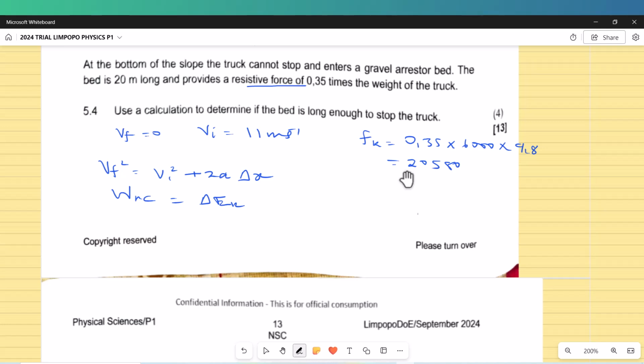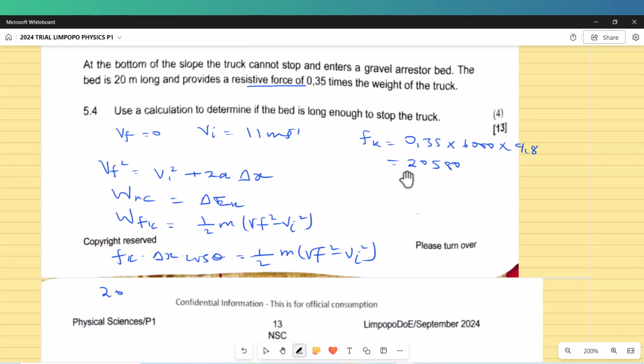So the work done by the frictional force equals M times V final squared minus V initial squared, with a half in front. So the frictional force Fk times the displacement I'm looking for, times cos of theta, equals 1 over 2 times the mass times V final squared minus V initial squared. Our Fk here is 20580, and we're looking for this delta x. Theta is 180 because friction is acting in the opposite direction.